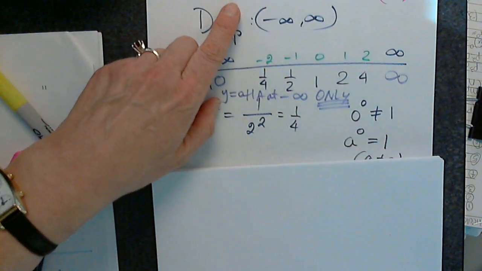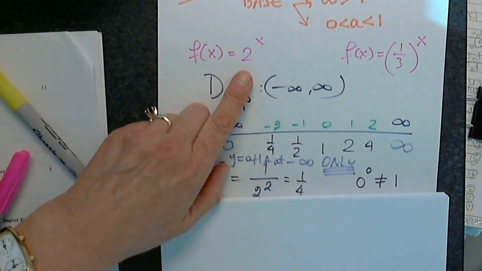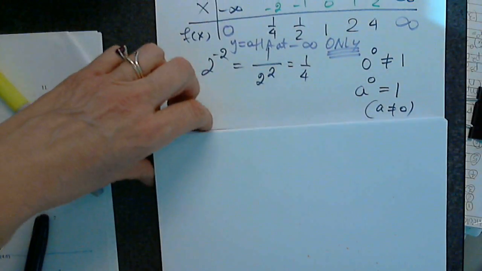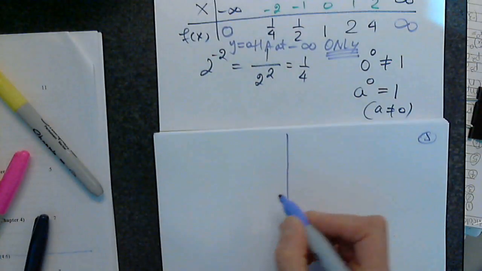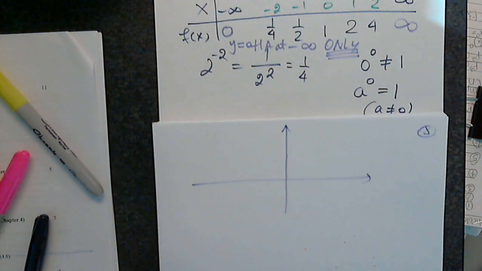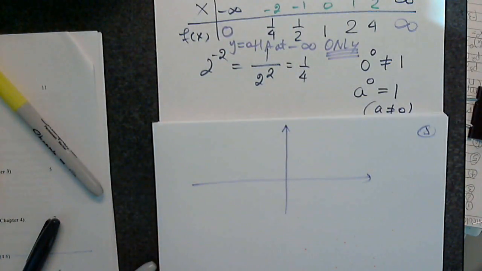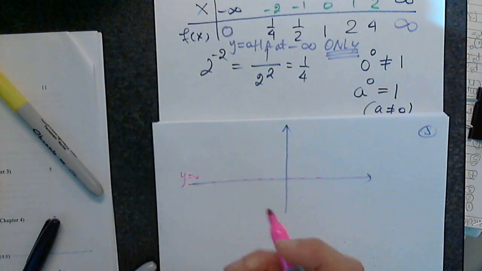So let me remind you, we are graphing an exponential function with a base greater than 1. And we have a lot to learn here. When I graph a function with asymptotes, what do I have to graph first? Well, it's an overkill, right? Because it's already there. It's y equals 0.